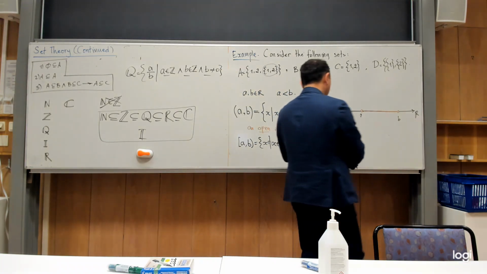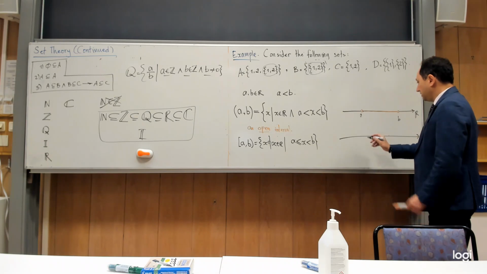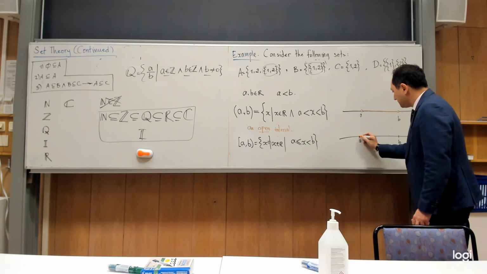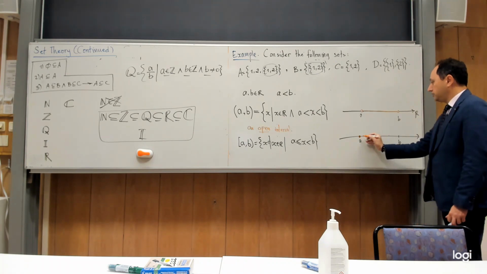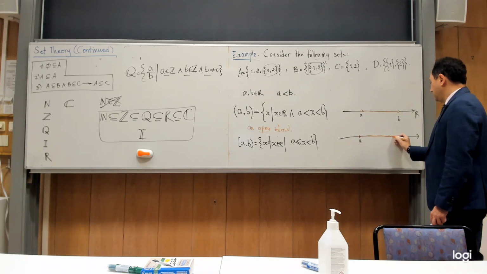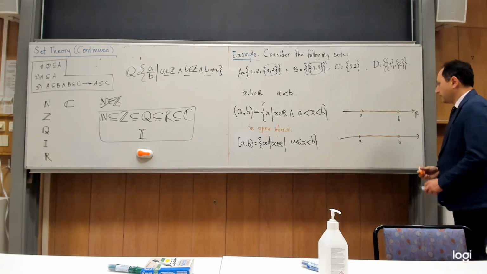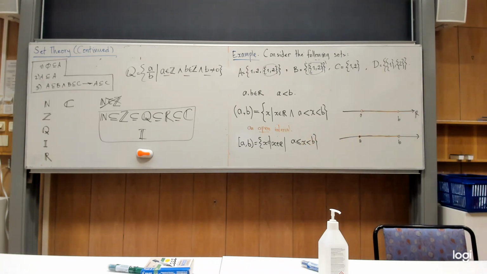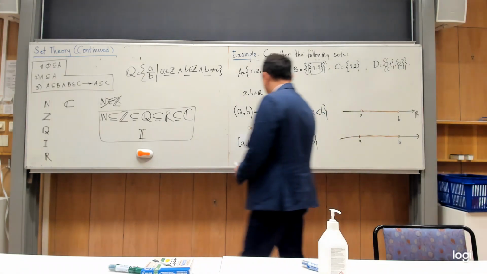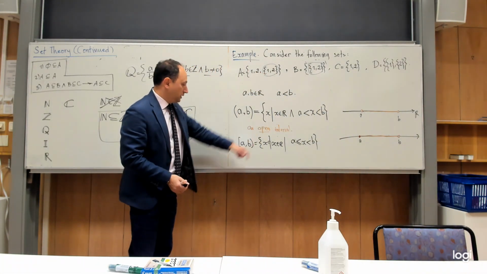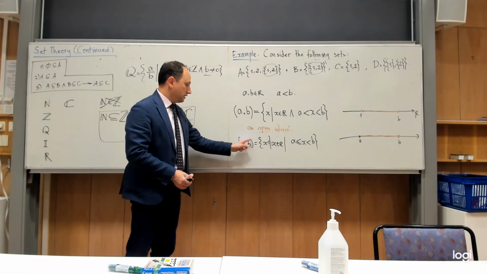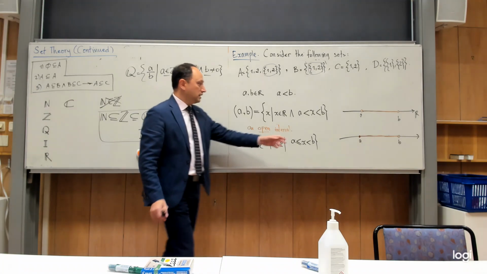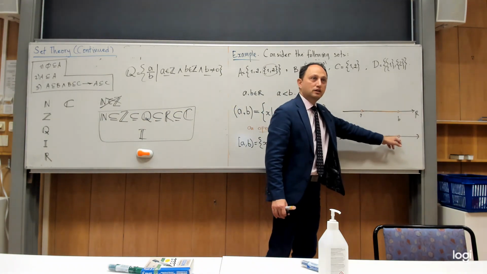If I want to draw the picture corresponding to that, here is a, here is b, and then you make a filled point. It means that a is being contained, and then you exclude the last point. This is called semi-open or semi-closed. It doesn't matter. You can do the other way around. You can put a parenthesis here and a square bracket there. Then this would be the hollow one, and this would be the filled one.